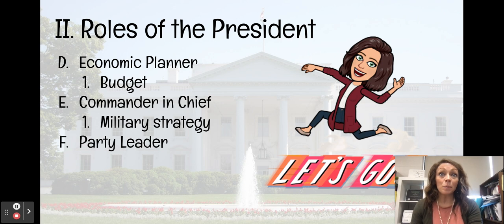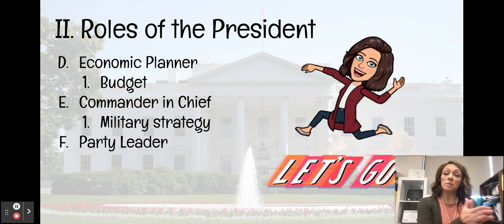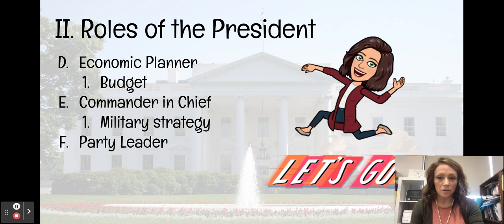The president is also the party leader, so as the leader of their party, they are expected to promote their party's policies and try to get their agenda passed. He's also expected to fill government positions with people from his party. And we'll talk about that later on as well.